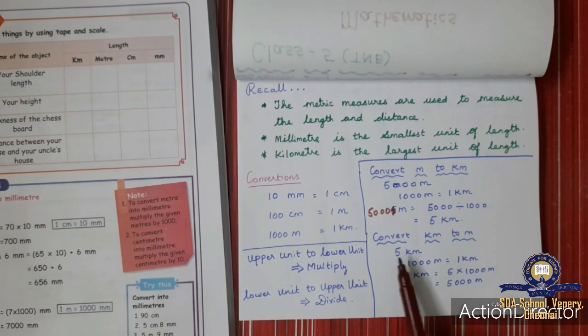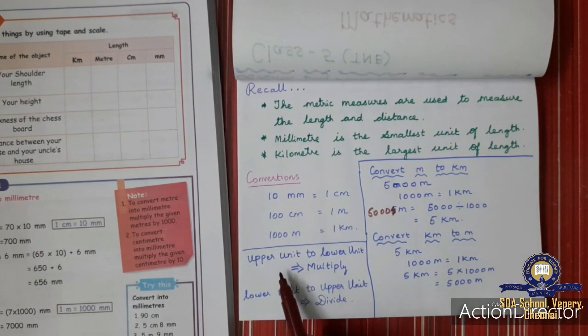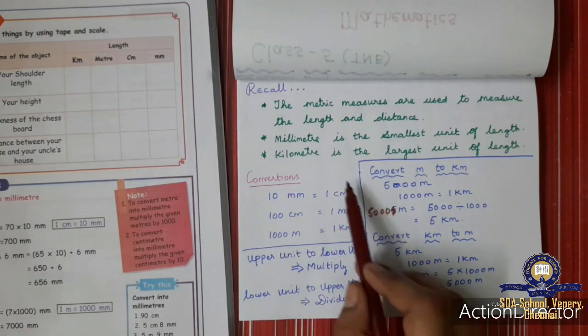Then convert kilometer to meter. Kilometer is the upper unit and meter is the lower unit. When converting upper unit to lower unit, you have to multiply. 1000 meter is 1 kilometer, so 5 kilometer is 5 into 1000, which is 5000 meter. When converting upper unit to lower unit, you multiply. If converting lower unit to upper unit, you have to divide. This is the thing you have to remember, and all these conversions you have to remember.